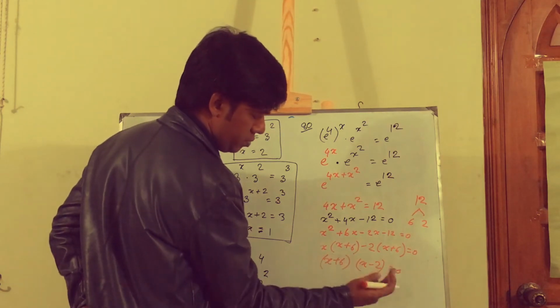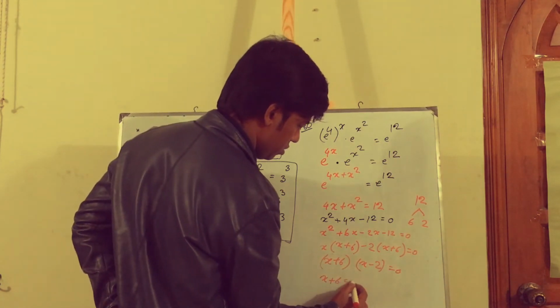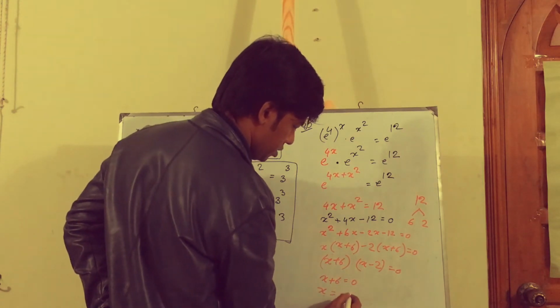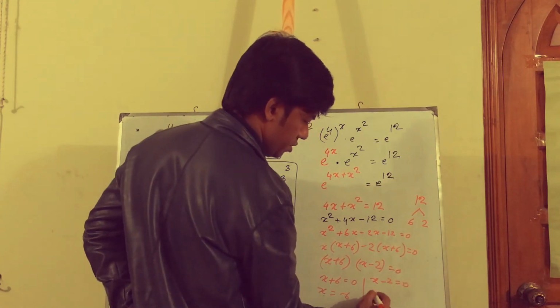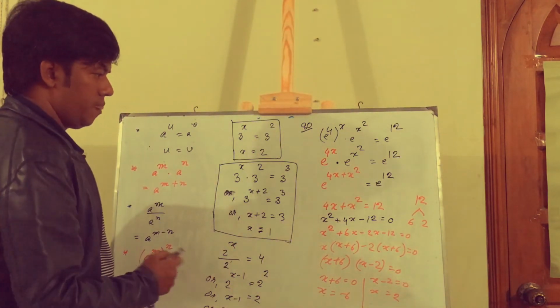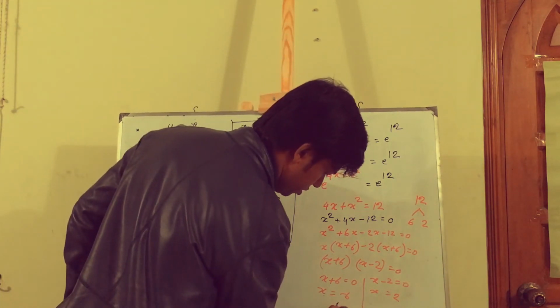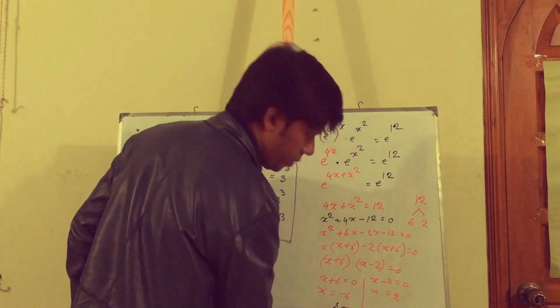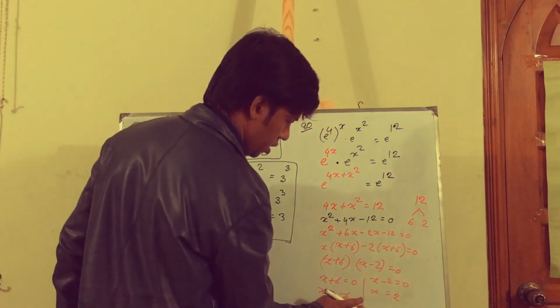Then this is another rule, the zero product rule. So either x plus 6 equals 0, so x equals minus 6, or x minus 2 equals 0, so x equals 2. So you see the solution, the answer is this. Oh my god, I think you can see the downside, right? Okay, I will show you. I'm sorry for this.